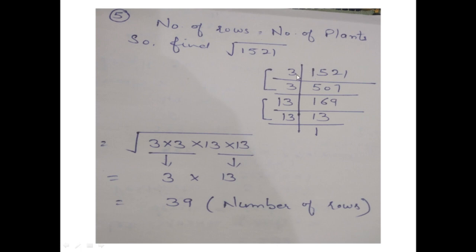When you find the prime factors of this number, you will get 3, 3, 13 and 13. Here write all the prime factors in the square root and then take only one number from each pair. Means from this pair of threes you will get one 3, and from this pair you will get one 13, and after multiplying you will get 39, which is the number of rows.